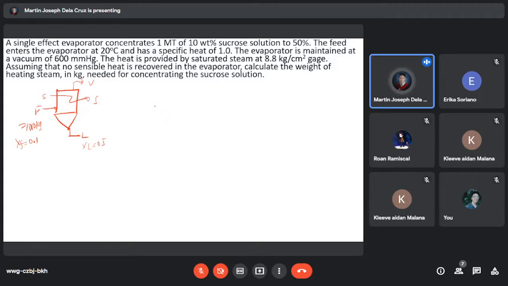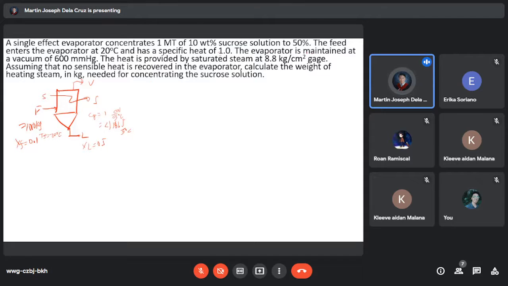And then the feed enters the evaporator at 20 degrees Celsius. So TF is 20 degrees Celsius, and then specific heat. So CP is equal to your 1 calorie per gram degrees Celsius. Take note class na itong 1.0 dito is nagka-calorie per gram degrees Celsius siya. Or pag gawin natin siyang joule per gram, you have 4.186 joule per gram degree C or 4.186 kilojoule per kilogram degree Celsius.